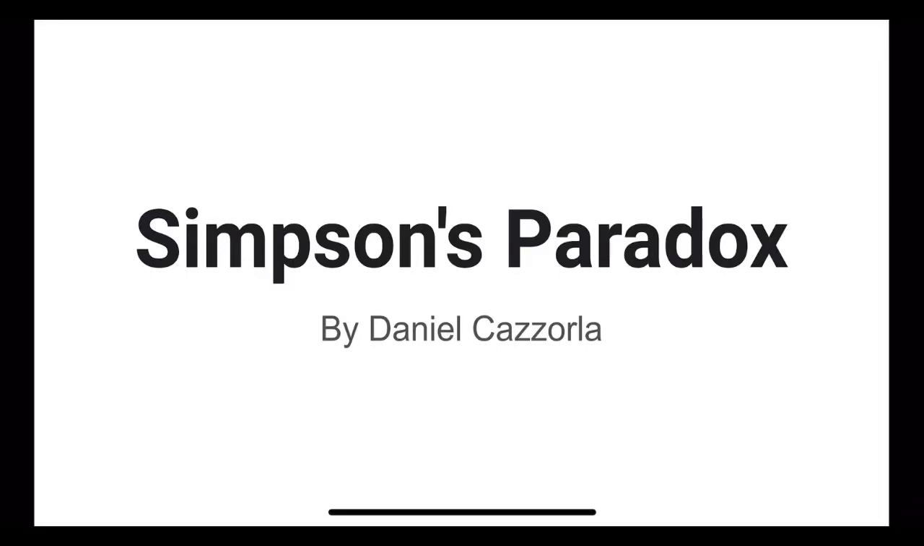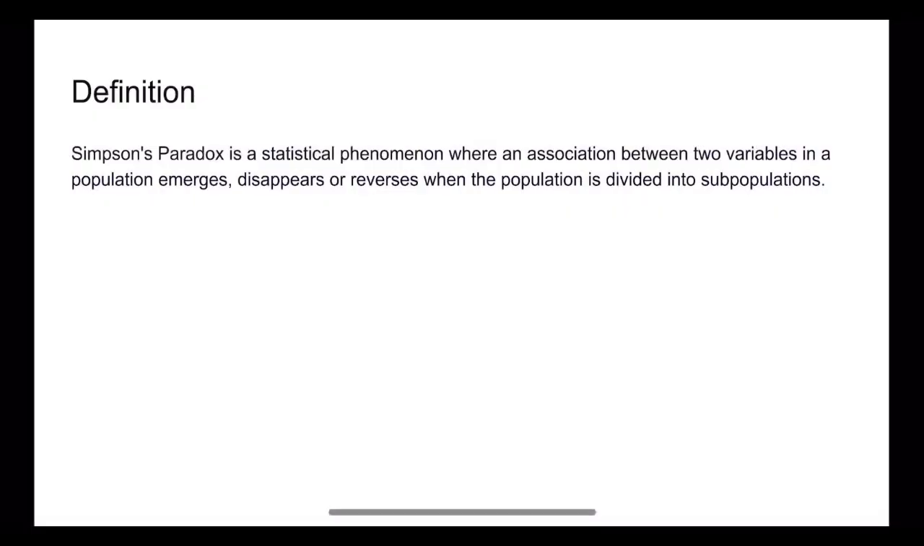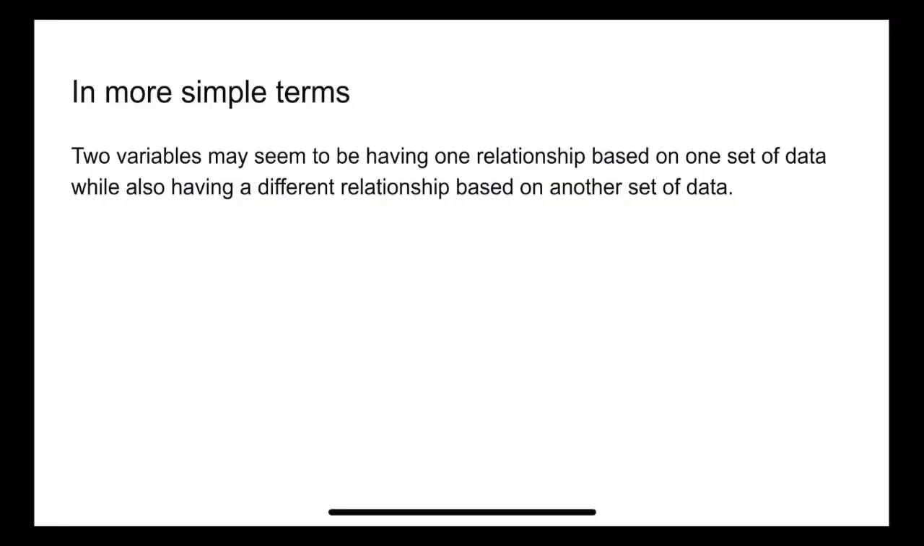In this video, I'm going to be telling you about the Simpson's Paradox. The Simpson's Paradox is a statistical phenomenon where an association between two variables in a population emerges, disappears, or reverses when the population is divided into subpopulations. Basically, this means that two variables may seem to have one relationship based on one set of data, while also having a different relationship based on another set of data.